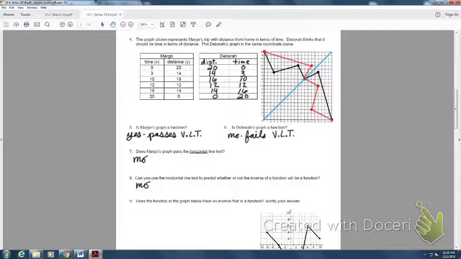So, if you know how to use the horizontal line test, then it saves you a lot of time. Because if you're given a graph and then you're asked, is the inverse of this a function? Instead of taking the table, which sometimes you may not even have that, it may just be the graph and you have to make the original table, then you make the inverse table, and then you graph it, and then you do the vertical line test. Instead of doing all of that, you can just do the horizontal line test on the original.